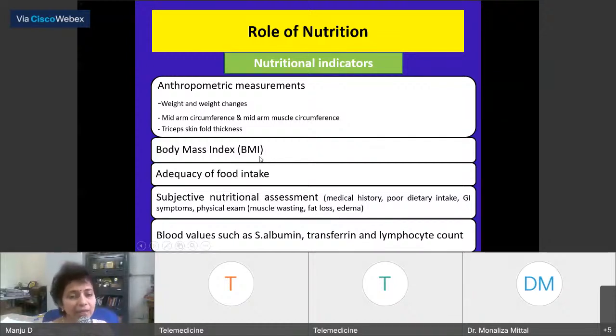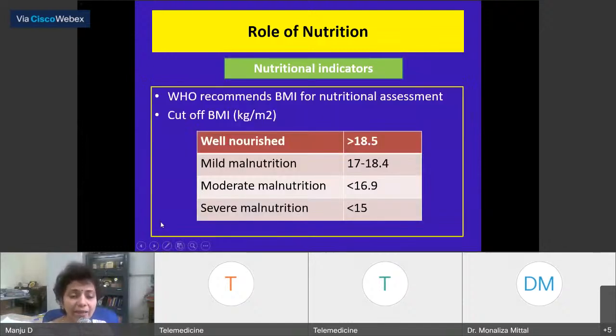Still, we can calculate their body mass index, and we can know where they stand, and we can calculate their caloric requirement, because we know that all these things depend on the weight of the patient. The caloric requirement and other needs of the patients are always based on the weight of the patient. So we can use these anthropometric measurements, and subjective nutritional assessments such as medical history, poor dietary intake, symptoms of the patient, physical examination, etc. And blood values such as serum albumin, transferrin, lymphocytes, and even hemoglobin and other values will help.